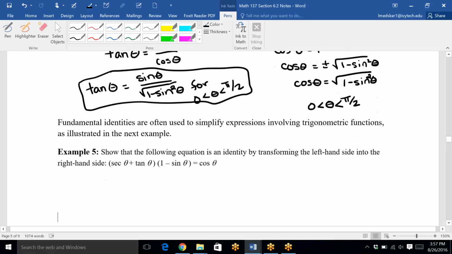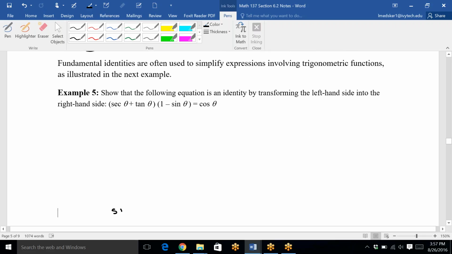Okay. So then we want to look at this example 5. I wanted to at least do a couple of these before we came back to class on Monday. Let me delete out those extra marks. Okay. So this one says the fundamental identities are often used to simplify expressions involving trig functions. So show that the following equation is an identity by transforming the left side into the right side. So essentially we will not even look at writing the right side. We're just going to start with what we have on the left.